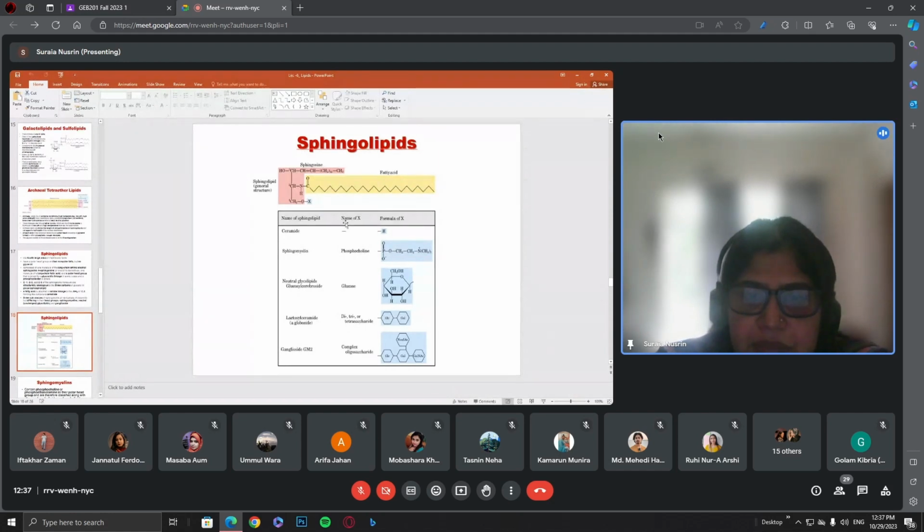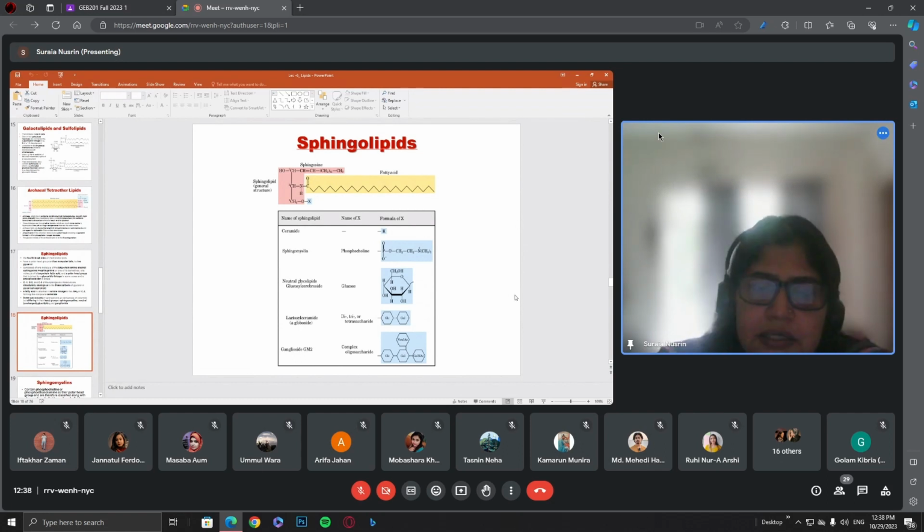So if it is replaced with hydrogen, then we call this ceramide. So actually ceramide is the parent compound of sphingolipid. The same way we learned for glycerophospholipid, phosphatidic acid is the parent compound of glycerophospholipid. And here ceramide is the parent compound of sphingolipid.